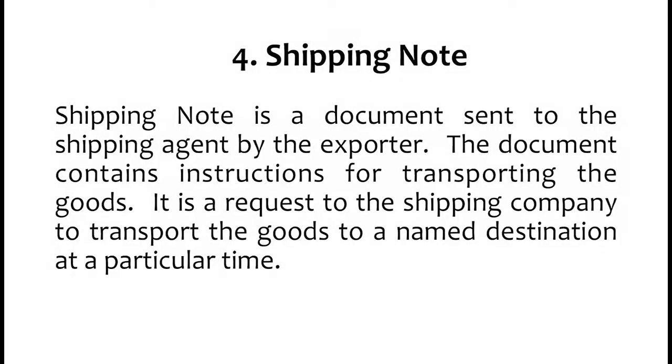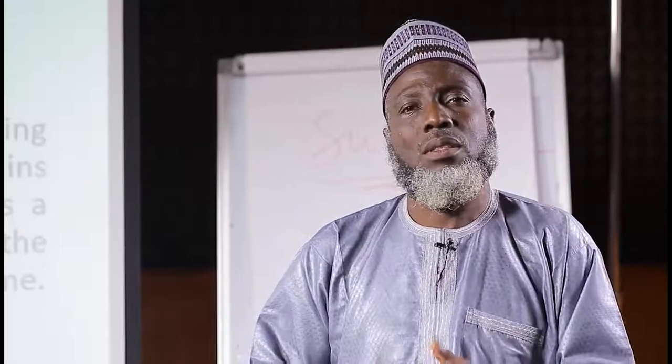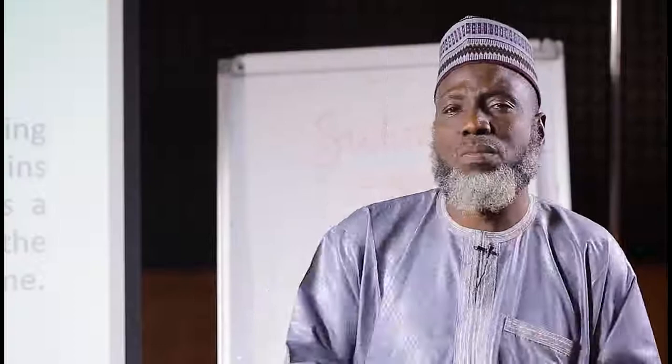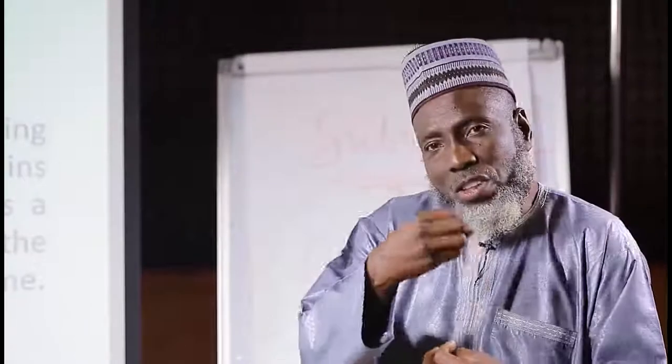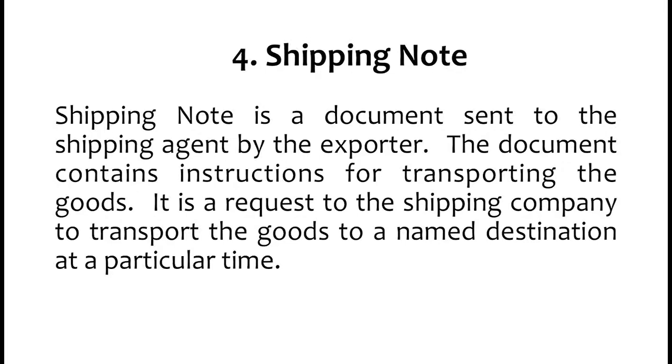The document contains instructions for transporting the goods. It gives the transporter the license or power to transport the goods. And the document is normally shown as evidence for the goods to be moved from one particular country to another. It is a request to the shipping company to transport the goods to a named destination at a particular time.